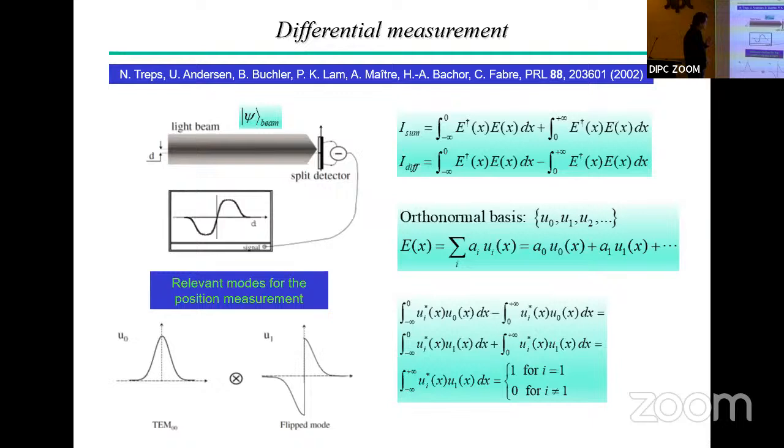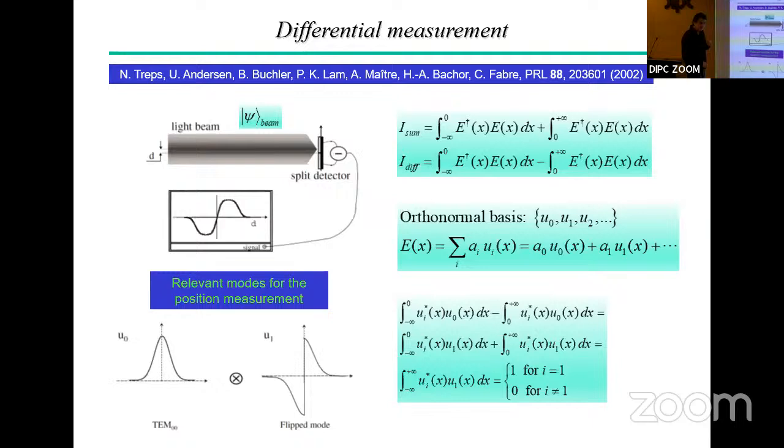Let's think about a basis of the spatial modes or transverse modes, but instead of building this basis in the usual way with the Hermite-Gaussian modes or Laguerre-Gaussian modes or whatever, we do the following. The first member of the basis is our beam, our sample beam, TEM00. The second member of the basis will be what they call the flipped mode. The flipped mode is this kind of thing.